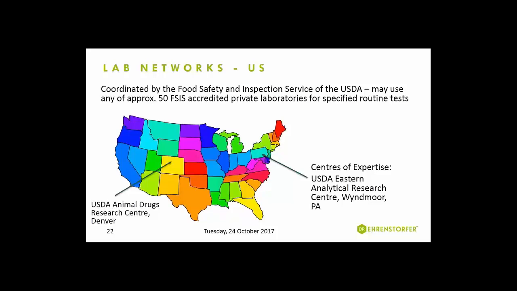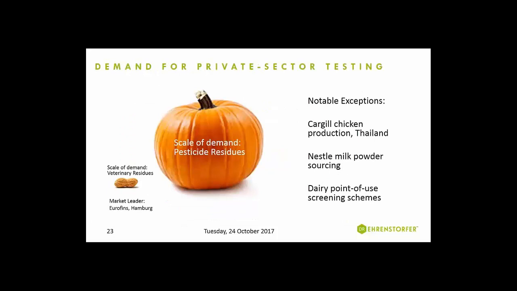In America, the USDA can contract testing to accredited private laboratories, or they can use their own labs. At the risk of offending all of the other USDA research centres, there are some recognised centres of expertise, notably in Colorado and Pennsylvania, where they will work on methods to roll out across the network.